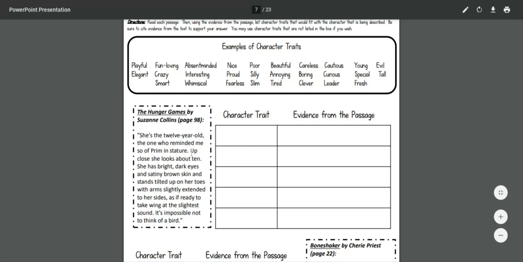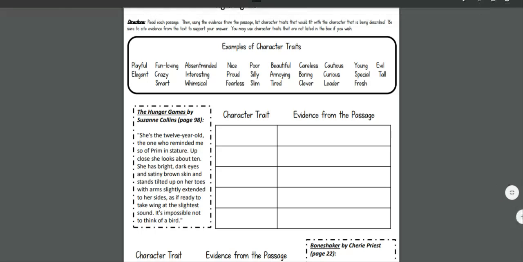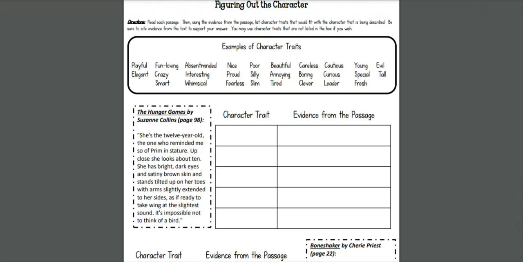She's the 12-year-old, the one who reminded me so of Prim in stature. Up close, she looks about 10. She has bright, dark eyes and satiny brown skin and stands tilted up on her toes with arms slightly extended to her sides, as if ready to take wing at the slightest sound. It's impossible not to think of a bird.